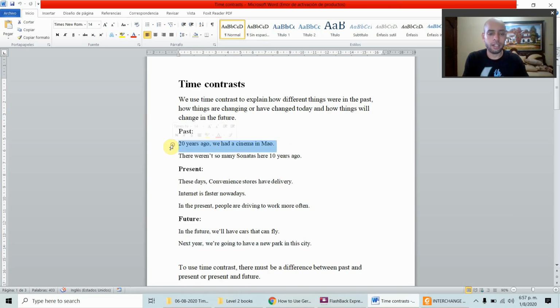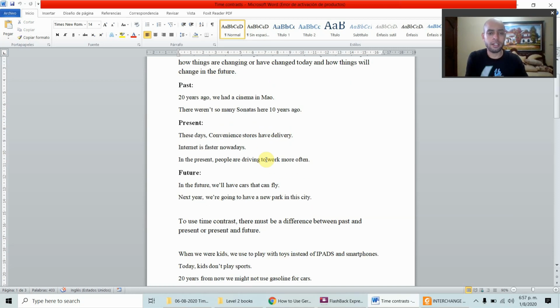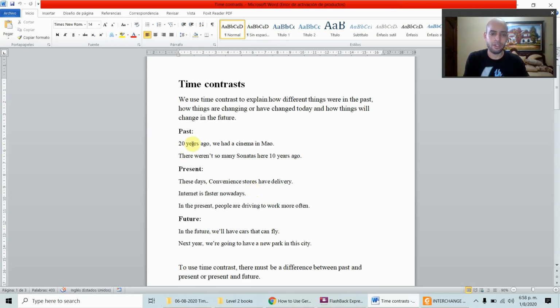So notice that in each of these sentences, there's a comparison, making a statement about how different things were in the past, or how things are changing in the present, or how things will change in the future. So there is a comparison between one time, one moment, be that the present and the past, or the present and the future. And you can also make a comparison with the past and the future.